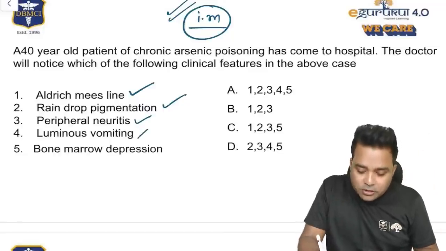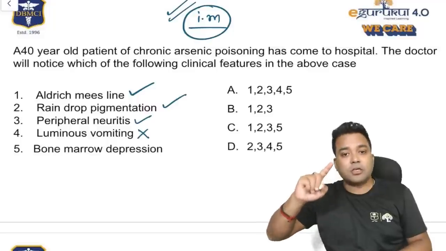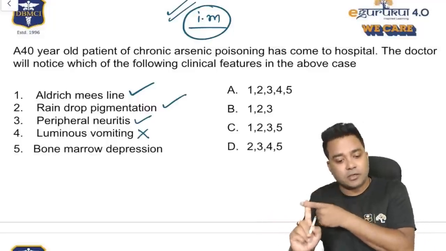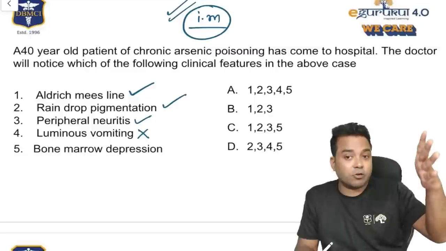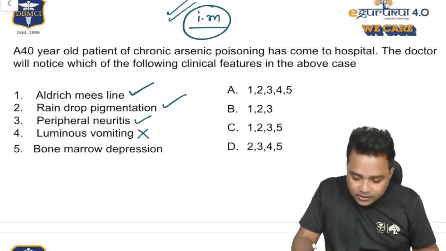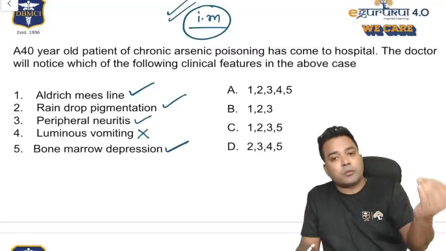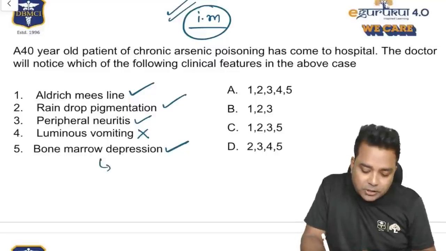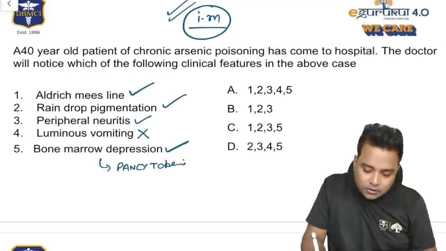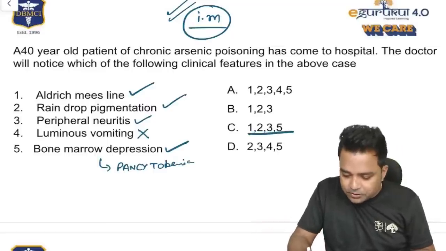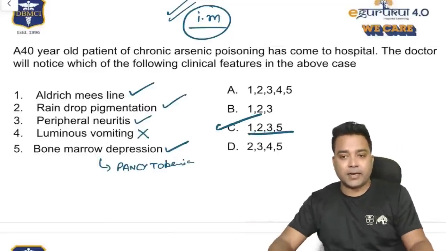Luminous vomiting: the luminous poison is phosphorus. Phosphorus leads to luminescent feces and vomitus. It is wrong to say that arsenic is a luminous poison. And yes, when it deposits in bone, it leads to generalized bone marrow depression, which can give rise to pancytopenia. This also we know. So yes, 1, 2, 3 and 5. Option C is my correct answer. Correct?